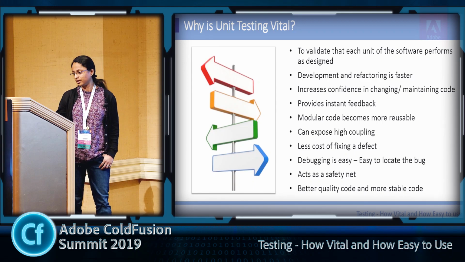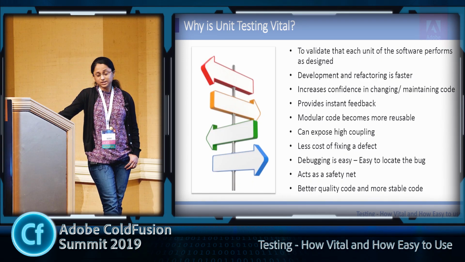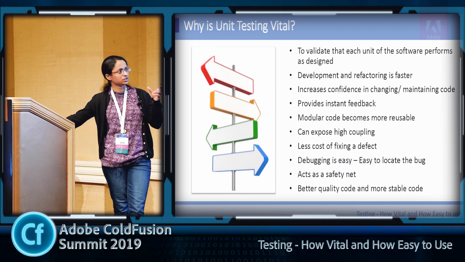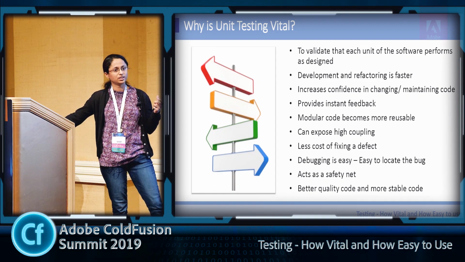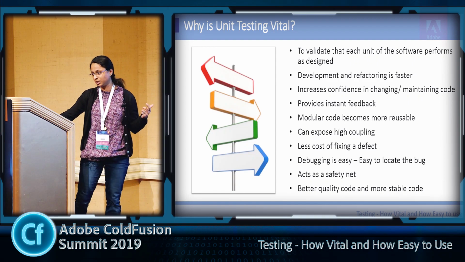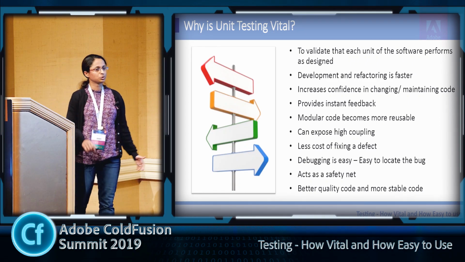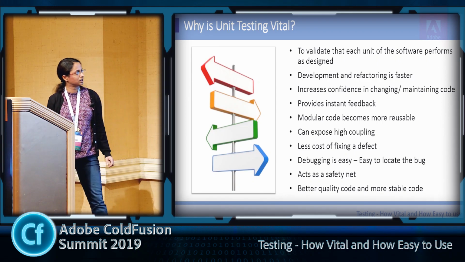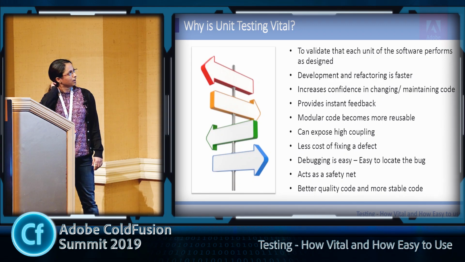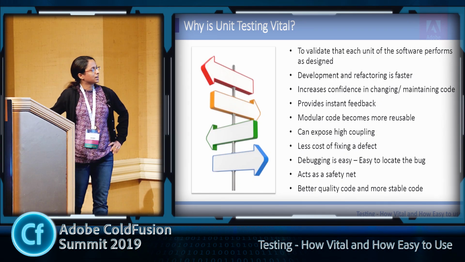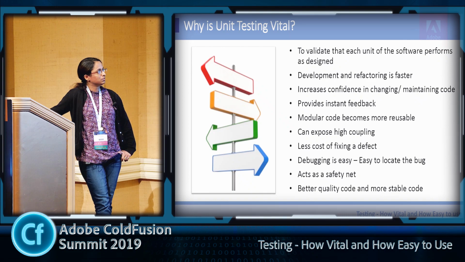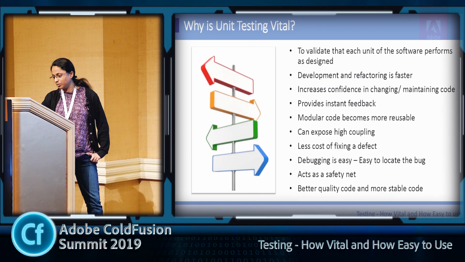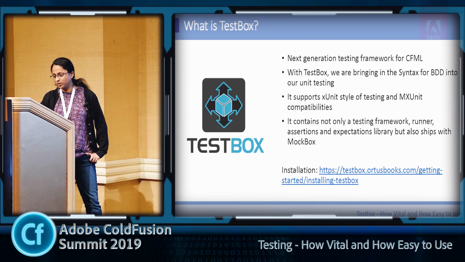When we are writing the code, since this is unit testing, we try to break down the big functions into smaller chunks as much as possible. So we end up writing modular code, and that's why it's more reusable. That's a big plus. Because of that, refactoring gets faster because you know the feedback right away, and at the end of it, we end up writing better quality code.